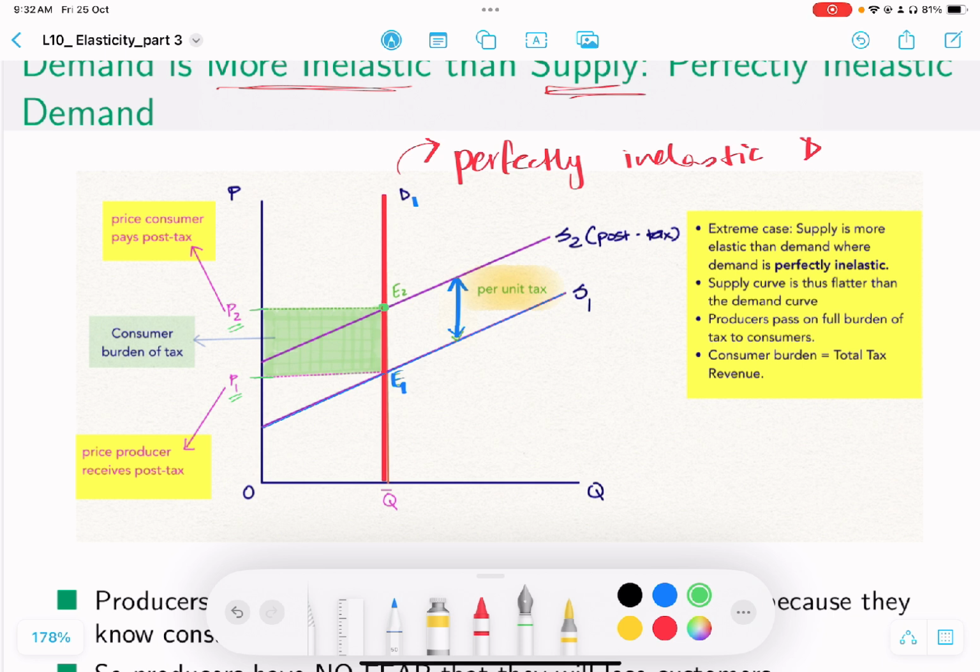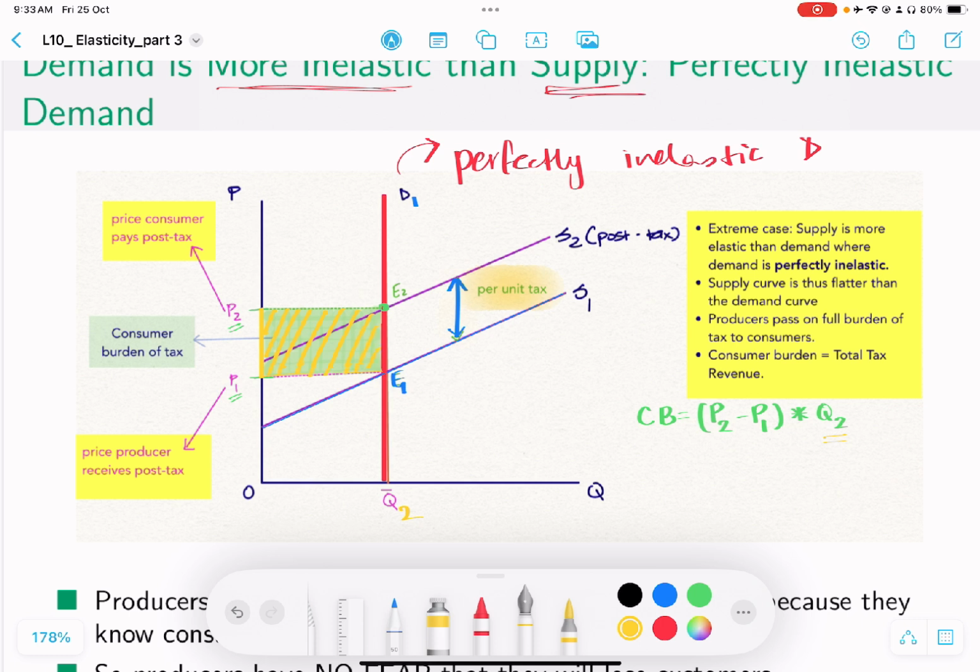So what have we learned? Consumer burden is always the new price after tax minus the old price before tax paid by consumers, times the total quantity that is being bought and sold. So here, if we were to shade this region, it would be this vertical distance, P2 minus P1, times this quantity. I'm going to just call it Q2 because I've written it in the formula here. So it's going to be this shaded region. This is going to be the consumer burden.